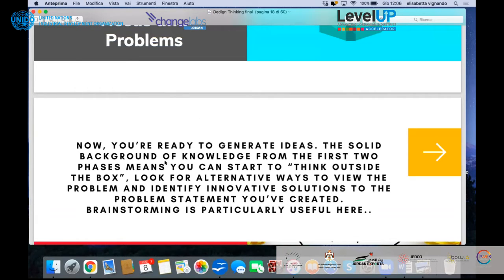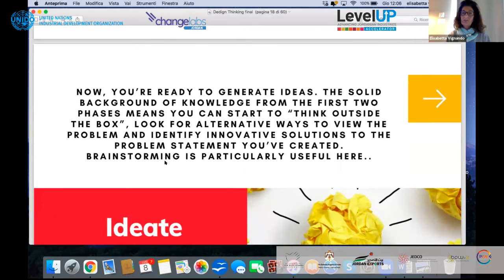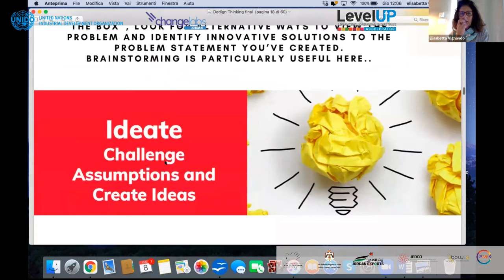Okay. A deep brainstorming within the team of the company. Then we have the step of ideate, which is to challenge assumptions and create ideas. Creating ideas is not an easy job either, because that means we probably have to revise our company strategy, because the design thinking strategy is strictly connected with the strategy that a company has.